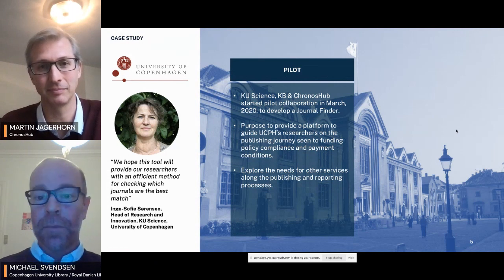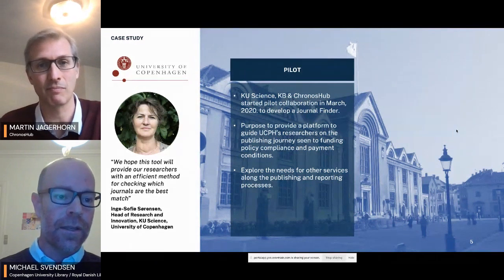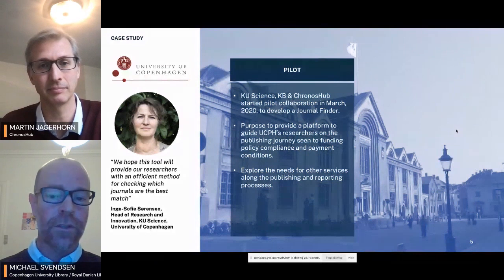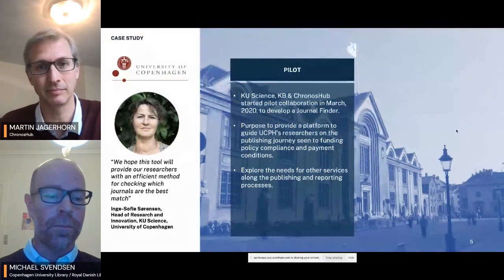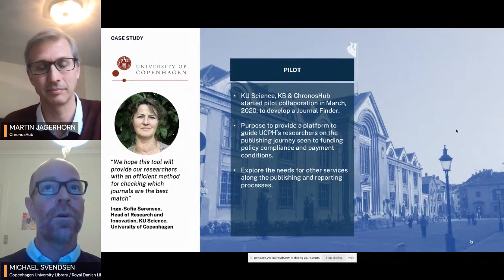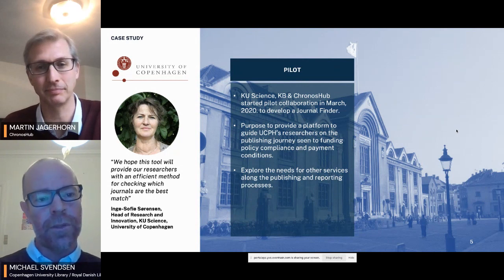We started in 2020 with a pilot with the biggest faculty at Copenhagen University, the science faculty, the Royal Library, and Chronosub. The aim was to develop a journal finder, to help researchers, guiding them through the publication process. So actually from the beginning, give them the exact information they need before submission and journal selection. That's an area and field that we as a library haven't worked so much with, so I think it's a very important collaboration we have here.